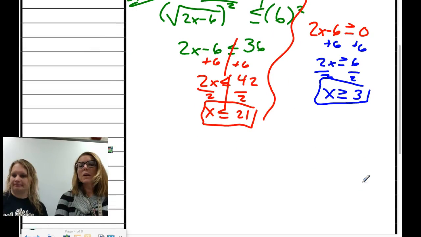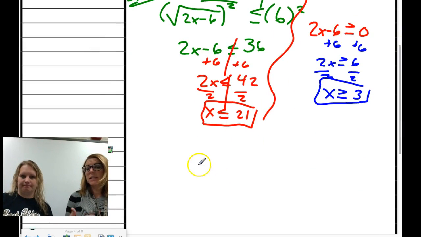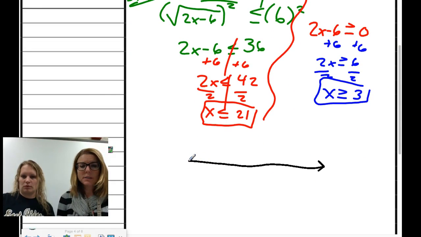Because now what we have to do is graph that because we have to see, is it an and, is it an or, what is it?